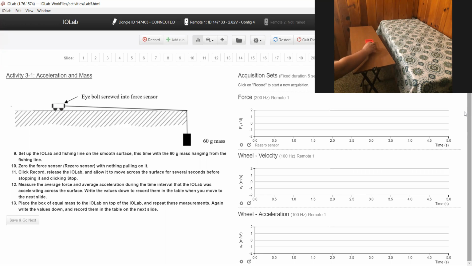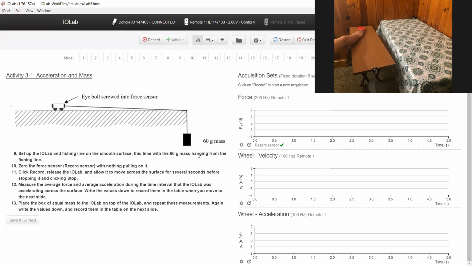So I think we have to zero the sensor first, but while zeroing the sensor, as we already know, it should be loose. Yeah, there should be nothing being measured. So let's make it loose so that nothing is being pulled. Then we can re-zero the sensor. Okay, and then let's follow the instructions. They want us to record, release, and allow it to move across the surface. Okay, I have already zeroed. Now we can just keep it this way. Let it move from some space so that we will have some graph.